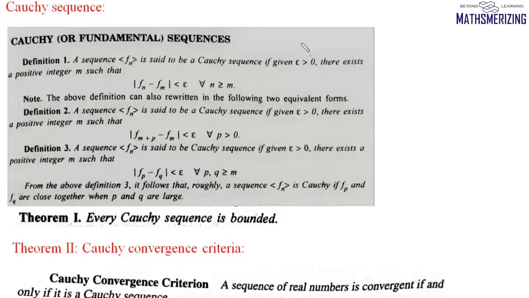Now the next thing that we'll study in sequences is the Cauchy sequence. Cauchy sequences are also called fundamental sequences.